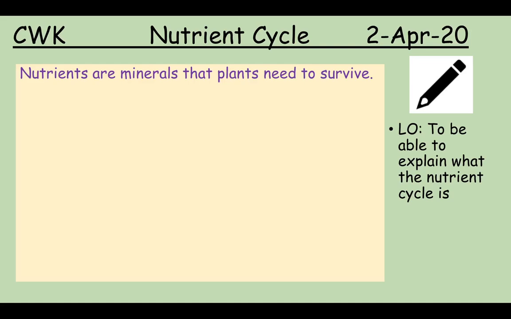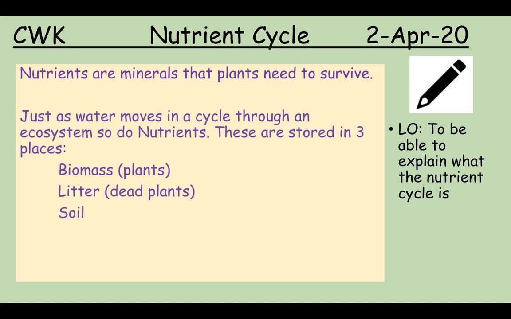Okay, just like water, nutrients move around in a cycle, and there are various different processes and various different stores. There are 3 stores that we're going to find out about today. They are biomass, which are plants, litter, which is dead plants, and the soil itself. Again, if you can add those keywords to your notes now, please.